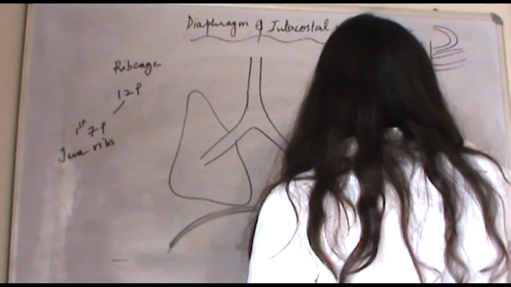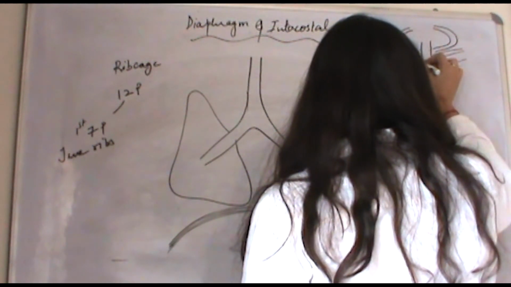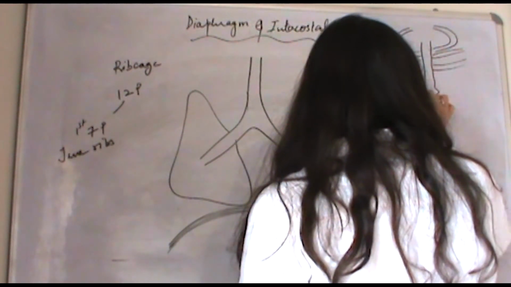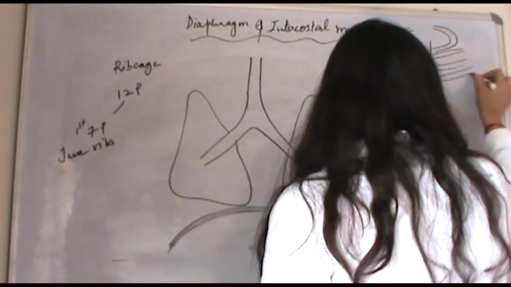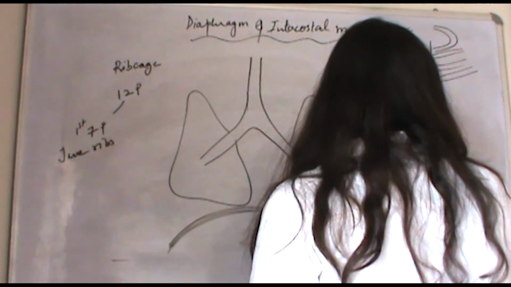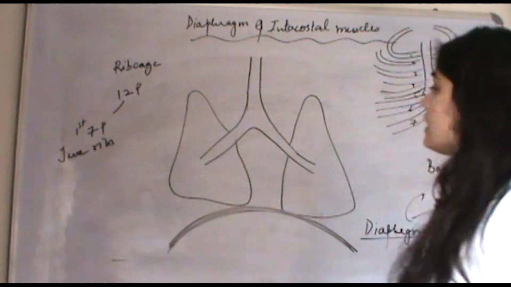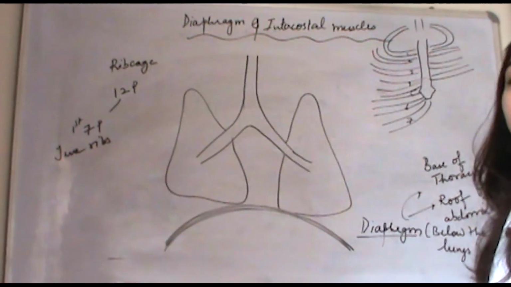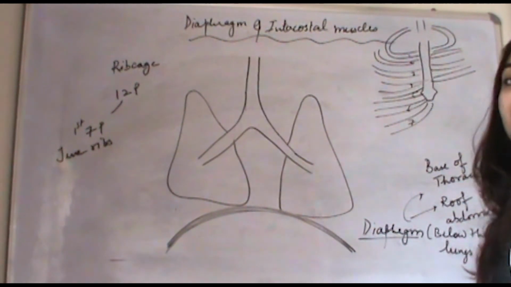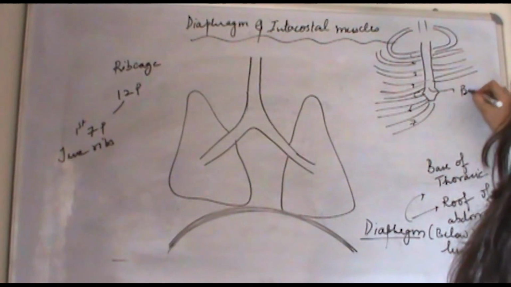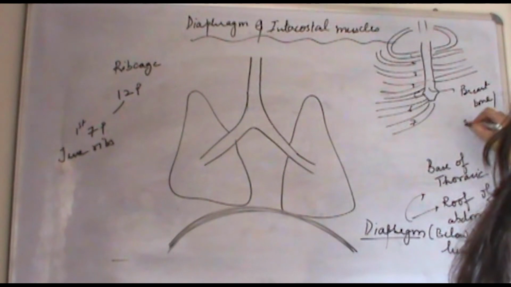Just like this, what is happening? This is 1, this is 2, this is 3, this is 4, 5, 6, and this is the 7th. These first 7 pairs begin from the back, that is, they start from the vertebral column at the back and join at the front, that is this bone, the breastbone or the sternum.